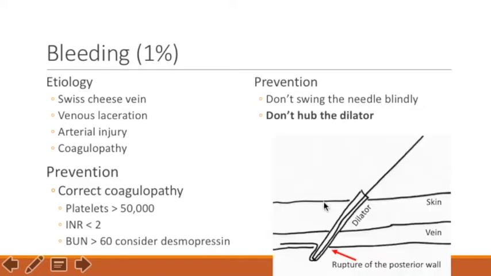You should never hub the dilator. The dilator is meant to tear through subcutaneous tissue and sternocleidomastoid muscle and to remain rigid and straight. And so if you continue to push, it's going to tear through the back wall of the vein just like it tore through all the other subcutaneous tissue on top of it. So if your vein is only 1.5 centimeters deep, you should only insert 2 centimeters of your dilator. You should never hub the dilator because you could tear the back wall of the vein.